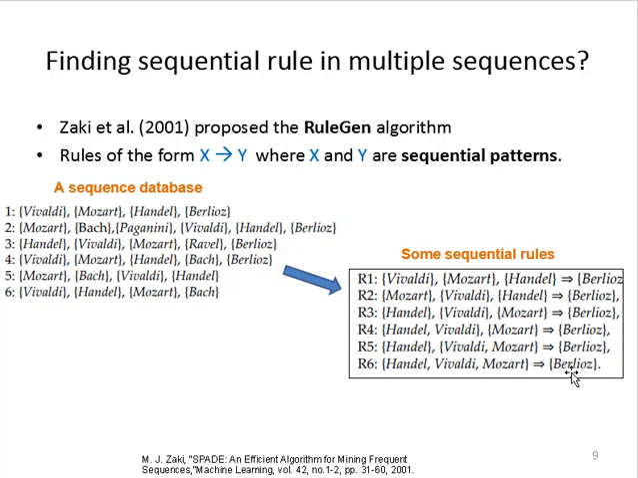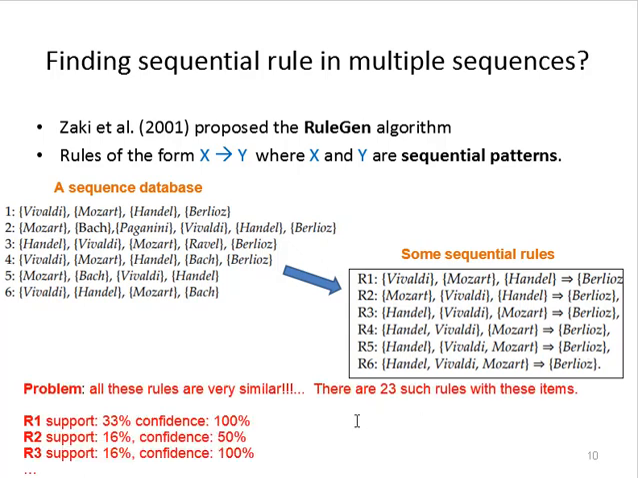So, something that we can observe about this algorithm by Zaki is that it will find a lot of rules that are very similar. If you look carefully at these 6 rules, all of them have the same items or symbols. All of them have Vivaldi, Mozart, Handel, but in different order on the left. And on the right side of the rule, it is the same item, for example here, but not necessarily always, okay. So one problem with this is that all these rules are very similar. Actually here I only put 6 of them, but there are 23 rules like this.